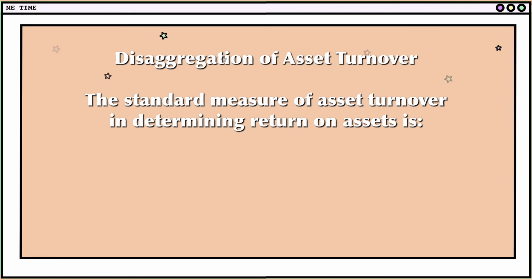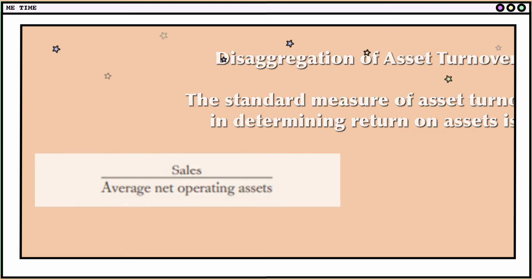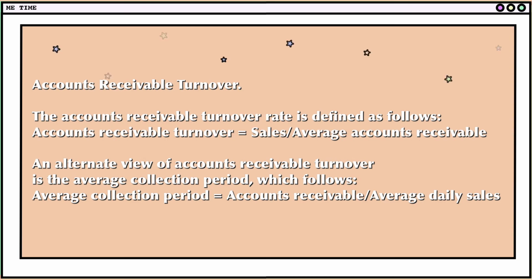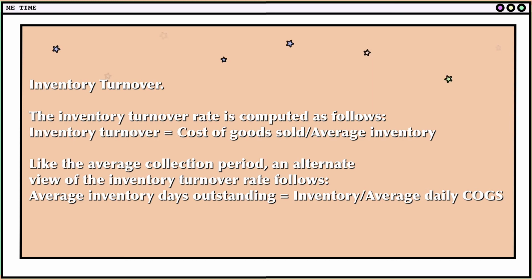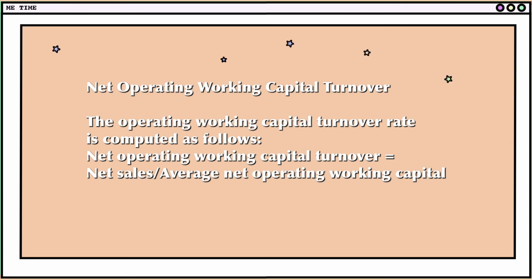Disaggregation of asset turnover. The standard measure of asset turnover in determining return on assets measures the intensity with which companies utilize assets. The most relevant measure of asset utilization is sales, since sales are essential to profits. In general, turnover rates reflect the relative productivity of assets, that is, the level of sales volume that we derive from each dollar invested in a particular asset. There are also accounts receivable turnover, inventory turnover, accounts payable turnover, and net operating working capital turnover.